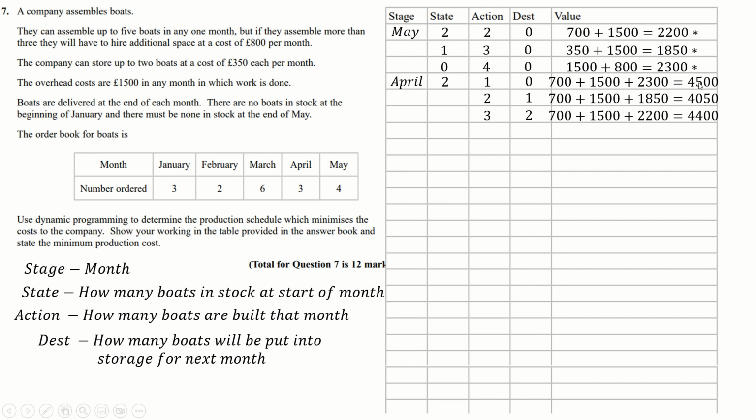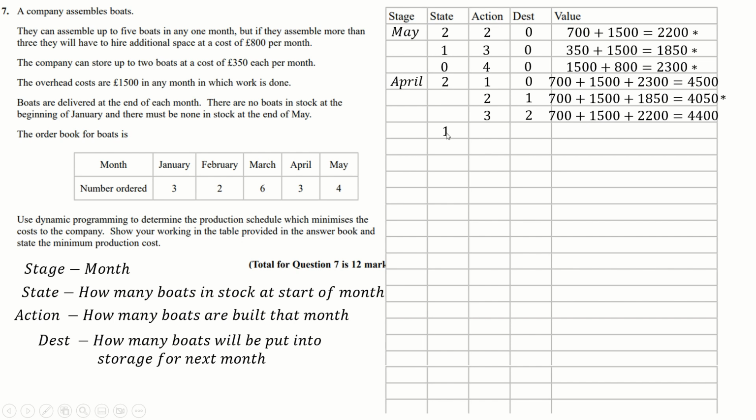Now, the most optimum strategy of these 3, if you start with 2 boats in storage at the start of April, is this one. So we'll star this one, and we'll never use these 2 values again. For any previous month, if we finish March with 2 boats in storage, we'll do this option here to continue. And we don't need any of these values anymore, and we actually don't need any of these, except we do for a bit, because we need to finish off April.